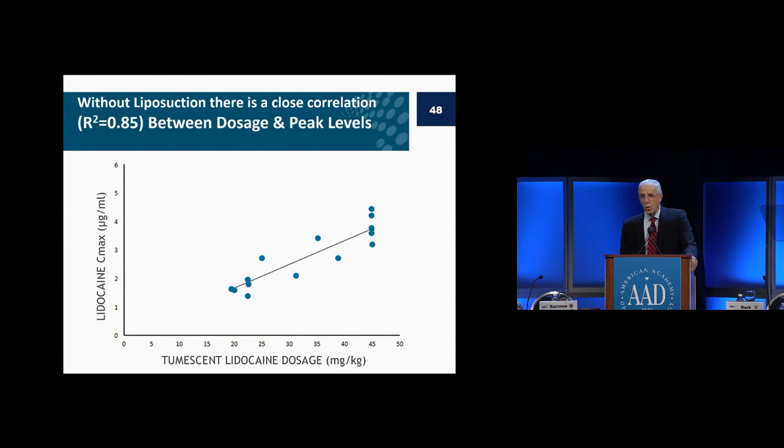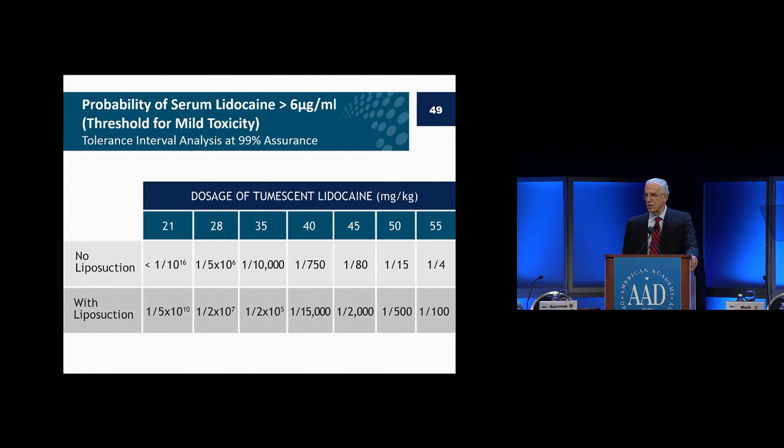And also, we noticed that there was a very interesting linear correlation, and we could use that to use tolerance interval analysis to estimate the safe dosages of tumescent lidocaine. Here with no liposuction, you see at 28 milligrams per kilogram, we could estimate the risk of exceeding 6 micrograms per ml, which is the toxic threshold for mild lidocaine toxicity. The risk is only 1 in 5 million at that dosage without liposuction. With liposuction at 45 milligrams per kilogram, the risk is 1 in 2,000.